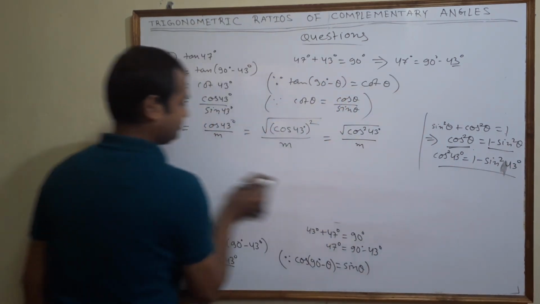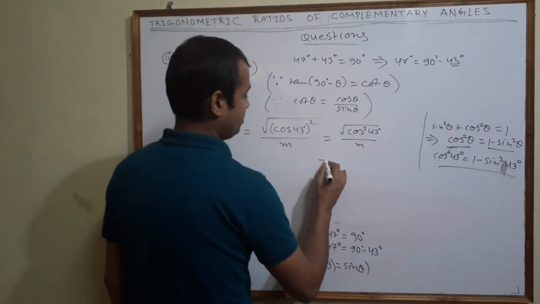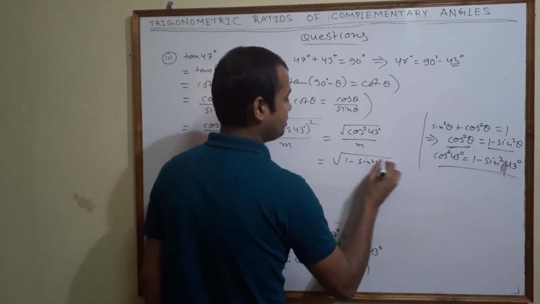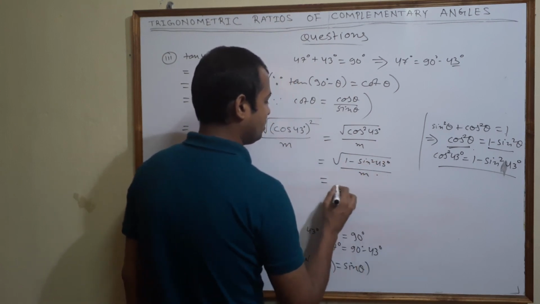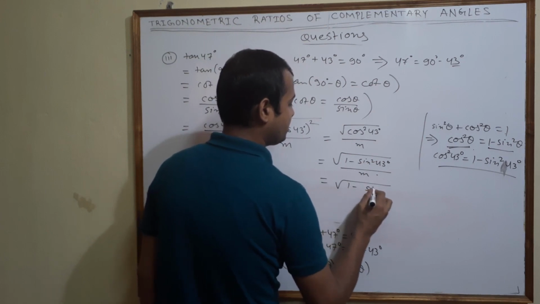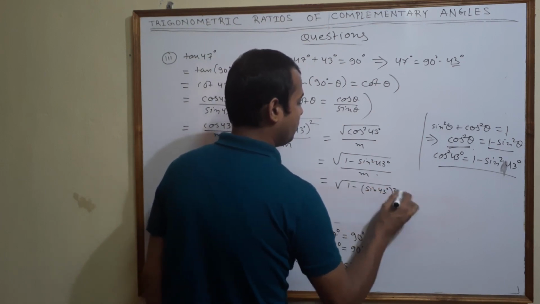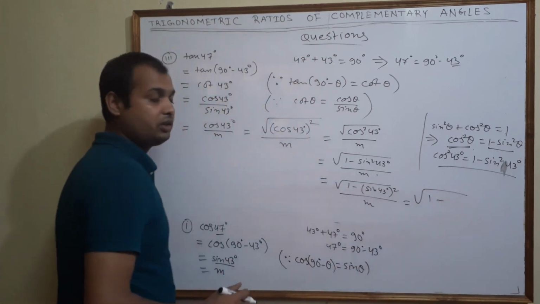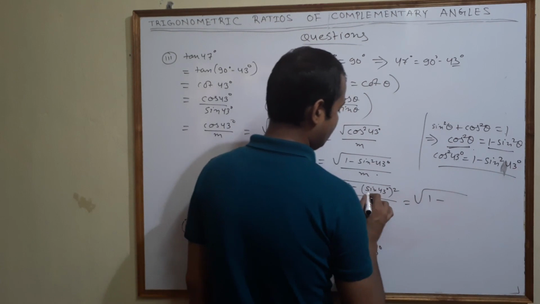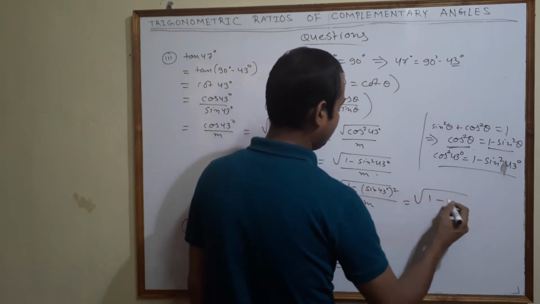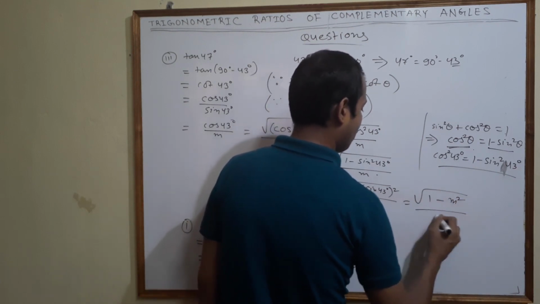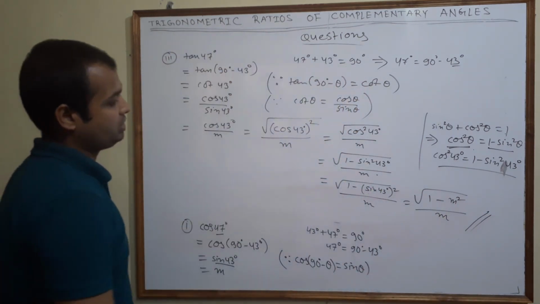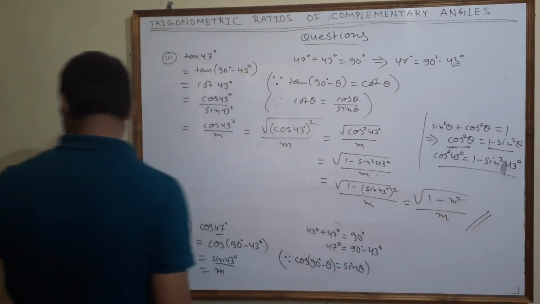So this can be written as the square root of 1 minus sine square 43 degree upon m. That means 1 minus sine 43 degree whole square upon m. Sine 43 degree we know is m, so in place of sine 43 degree we can write m. So it will become square root of 1 minus m square upon m. So this is the value for tan 47 degree in terms of m.